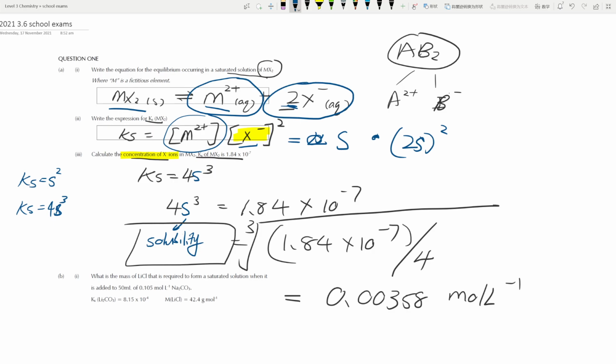So what we actually calculated is the solubility of the solution. So this means, let's just break it down.